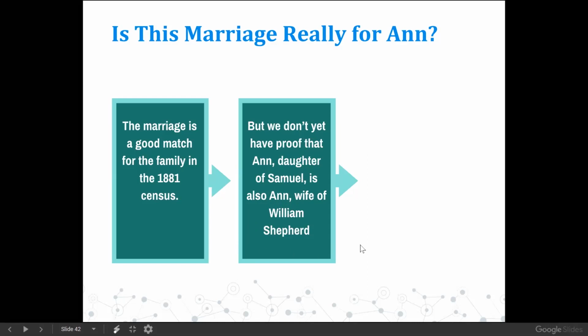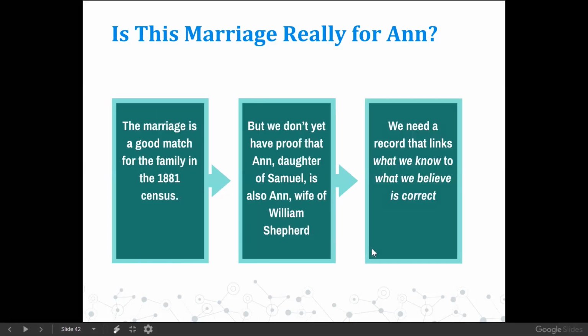I want a higher level of confidence that Anne, the daughter of Samuel, really is the same person as Anne, the wife of William Shepherd. So what we need is a record that links what we know, that Anne is the daughter of Samuel, to what we believe is probably correct, and that is that Anne is the wife of William Shepherd. So at this time in England, what we really need is a marriage record.